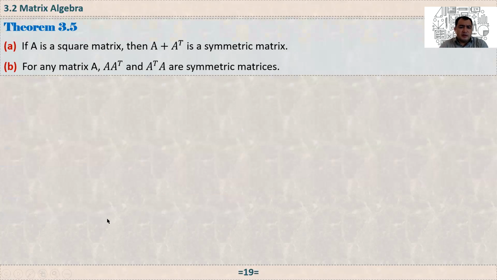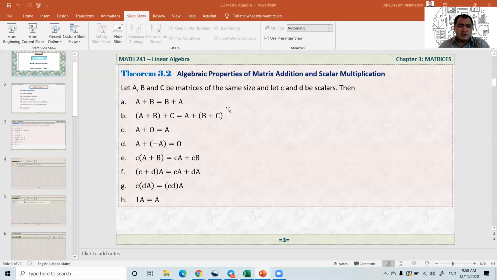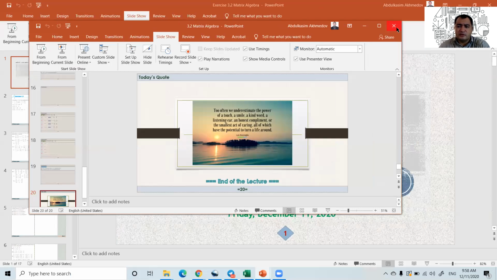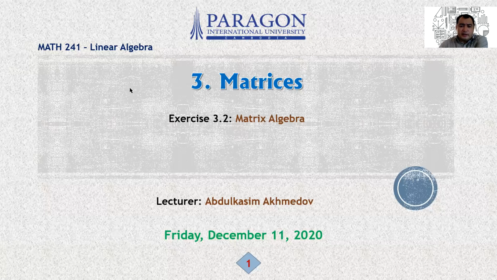Those are the things. And also about square matrices. If A is a square matrix, then A plus A transpose is a symmetric matrix. And for any matrix A, A A transpose and A transpose A are symmetric matrices. These are the things in 3.2. So we are going to talk about this stuff, I mean, solve problems related to this stuff.